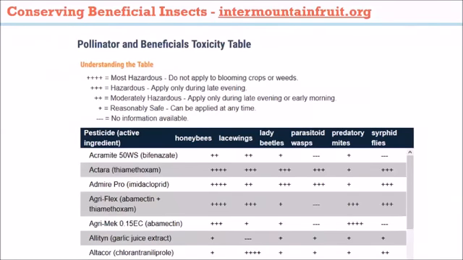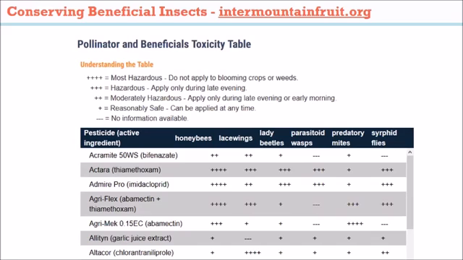And then, of course, there's no question that you'd have to implement a treatment when it's time. But there's a lot of options of treatments you can choose from. And so trying to pick the one that's going to be the least toxic to maybe some of these beneficials. So the website intermountainfruit.org has a table that lists every product that we recommend and its toxicity to pollinators and to a lot of these beneficials I mentioned.